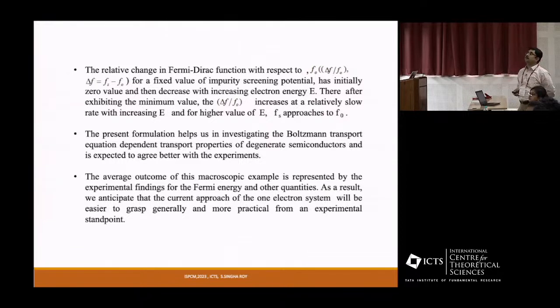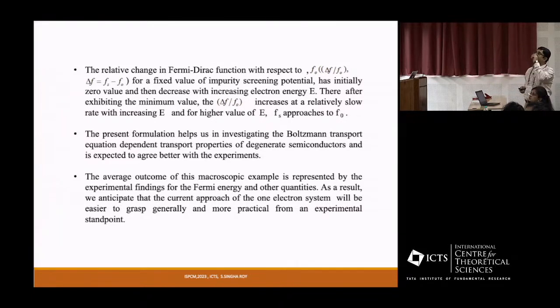In the case of Fermi distribution functions, if the effective Fermi function difference is del F, we consider Fs minus F0, basically the difference between the degenerate Fermi function and the conventional Fermi function. There are some variations that increase with energy, and at higher values of energy the degenerate Fermi function approaches F0, like here.